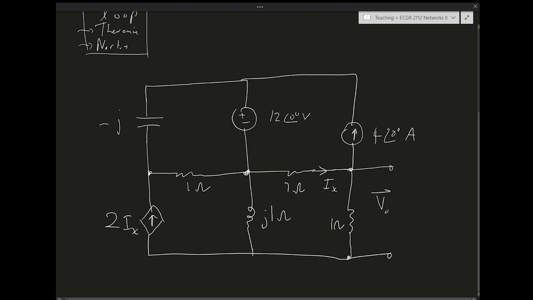Okay. So we want to start with nodal analysis, and we have to name the nodes, of course, to do nodal analysis. So this is V1. I'll name this node V2. I'll name this V3. I'll name this V4.